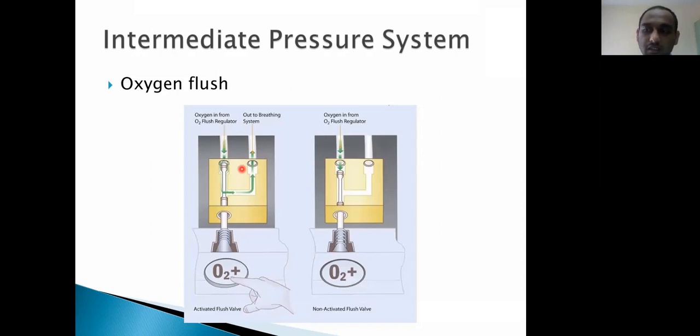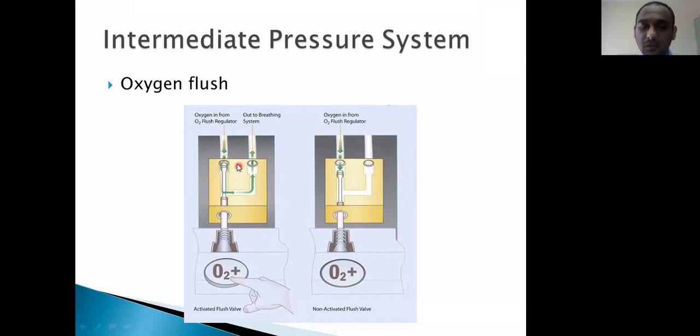So if there is any leak in the intermediate and low pressure system and there is a problem in ventilating the patient, or we need high flow of oxygen to ventilate the patient in an emergency, the oxygen flush can be used as a rescue ventilation mechanism, which provides 35 to 75 liters per minute of flow as soon as we press down the button. Now, this button, when we release it, goes back to the original off position on its own, so it helps to conserve the gases and protects the patient from barotrauma in case the ventilation is now normally being provided.